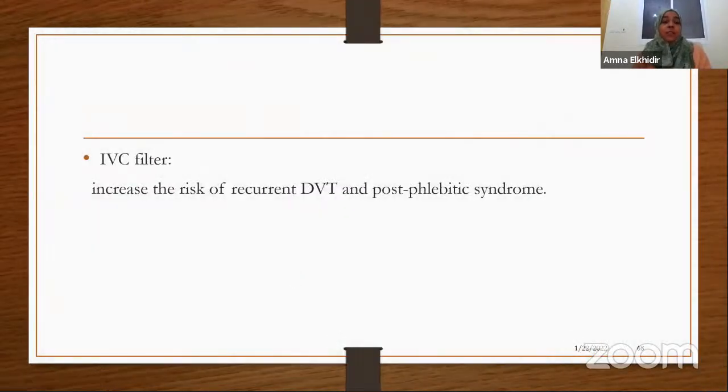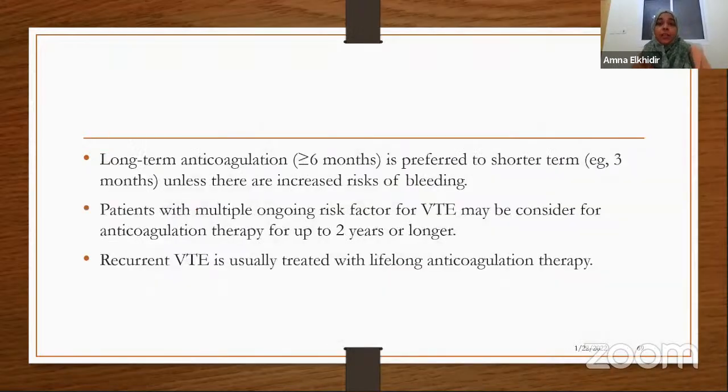The IVC filters actually have a risk of developing recurrent DVT and post-phlebitic syndrome. Long-term anticoagulation is preferred to shorter term. Giving anticoagulation for more than 6 months is much better than using it for 3 months, unless there is increased risk of bleeding. Patients with multiple ongoing risk factors for thromboembolism should be considered for anticoagulation for up to 2 years or longer. And if the patient develops recurrent thromboembolism, then he should be treated with lifelong anticoagulation therapy.